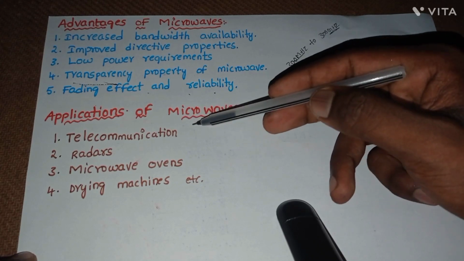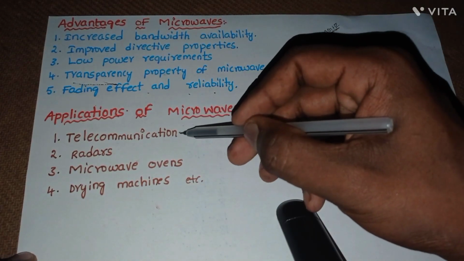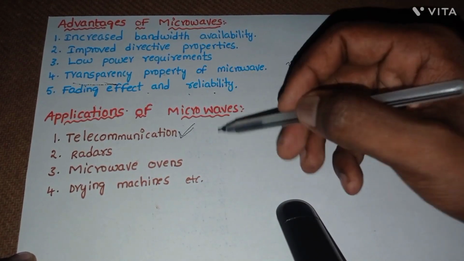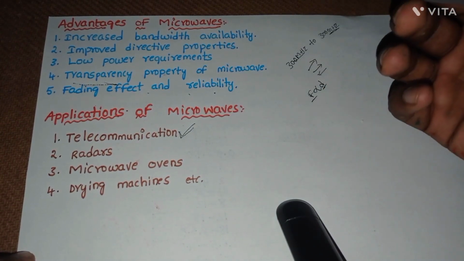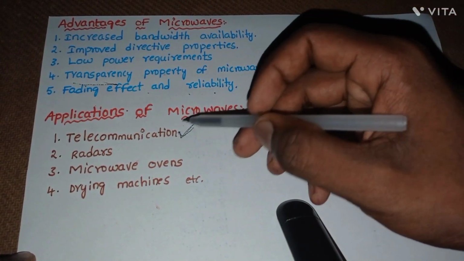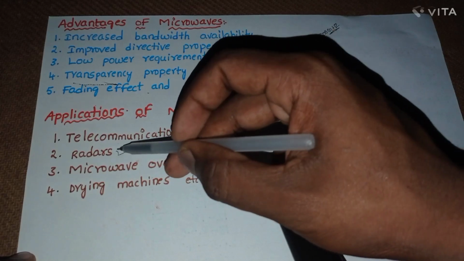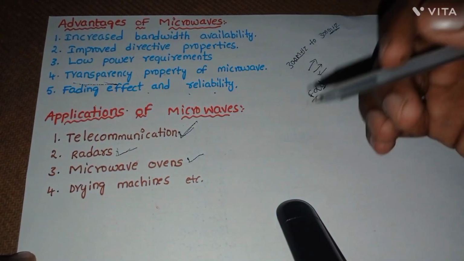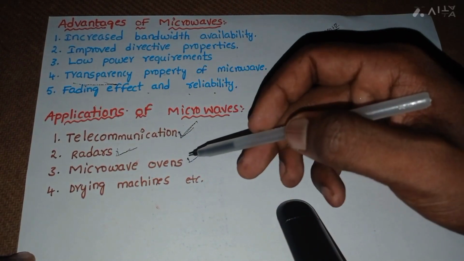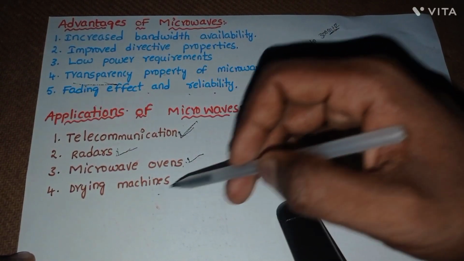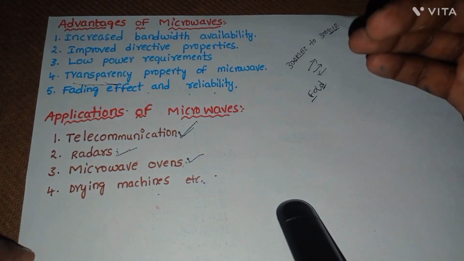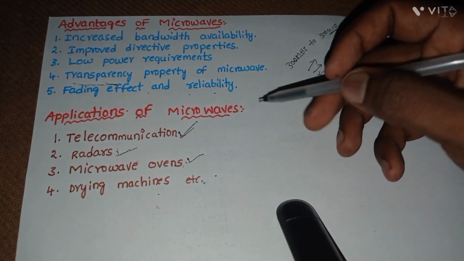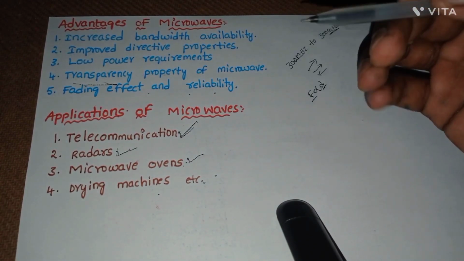Now let's see the applications of microwaves. Microwaves are used in telecommunication: for transferring telecommunication signals we are using microwaves, and in modern radars also we are using microwaves. And in microwave ovens, for cooking purposes, and drying machines, etc. These are the advantages and applications of microwaves.